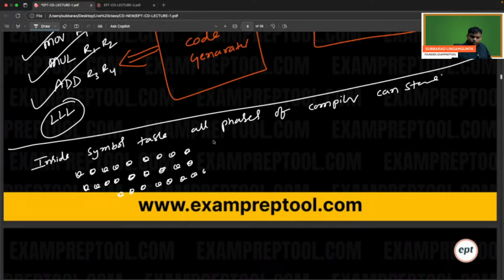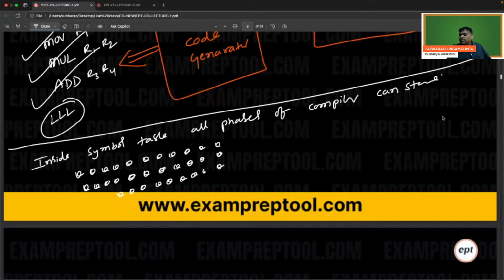If I want to say, I can say semantic also, because the types are needed by semantic. But from the examination point of view, I am explaining only the part that is needed. By seeing that, you may conclude that only semantic is storing. No, all can store.